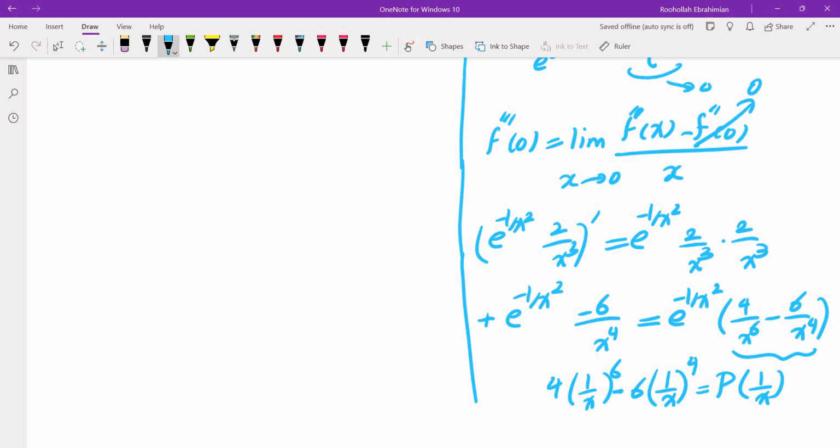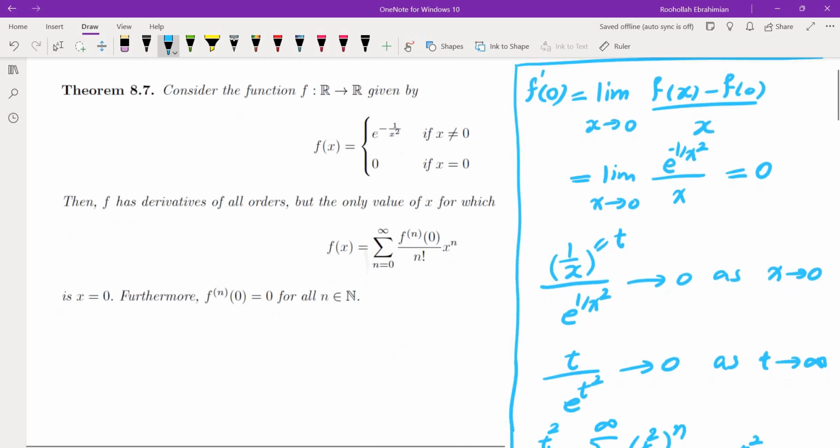So a few steps that we need to take. First, we need to understand the derivative of f. Next, we need to understand the relation between e to the power of negative 1 over x squared and powers of x.